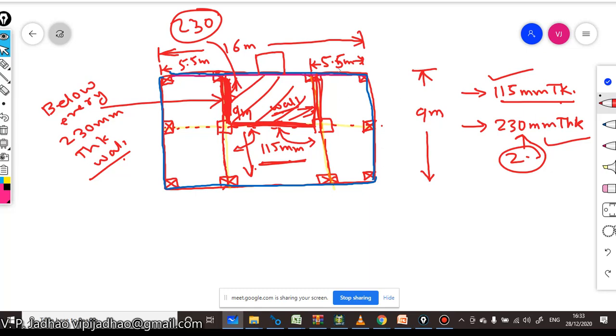Whenever there is a wall having 230 mm thickness, we must provide a beam below that particular wall. At the same time, if we have a 115 mm thick wall, that is half brick wall, with a total height not more than 1.5 meter, then we can provide some hidden beams in the slab.